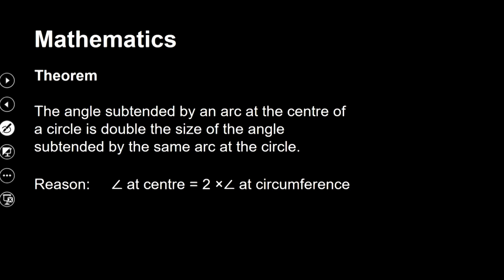So the theorem is: the angle subtended by an arc at the center of a circle is normally double the size of the angle subtended by the very same arc at the circumference. And remember, as mathematicians, we have short ways of writing these things. Angle at center equals 2 times angle at the circumference, if you were to use this theorem.